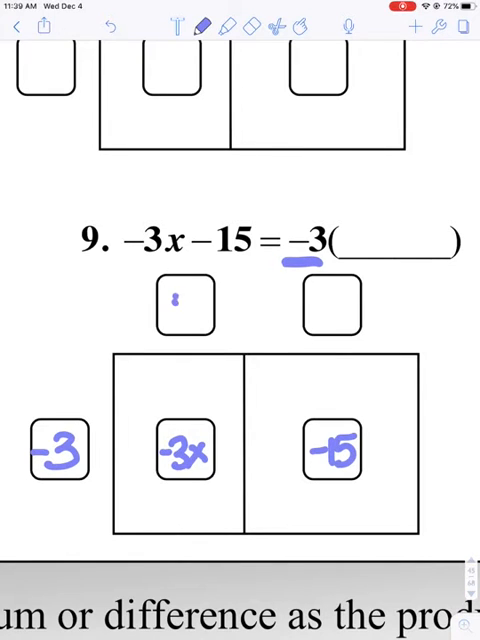So negative 3x divided by negative 3 must just be x, because if I were to do negative 3 times x, I would get negative 3x. Negative 15 divided by negative 3 is positive 5. Negative 3 times positive 5 gives me an area of negative 15. So then I can fill in x plus 5, and I could check my work, and that would equal the original expression.